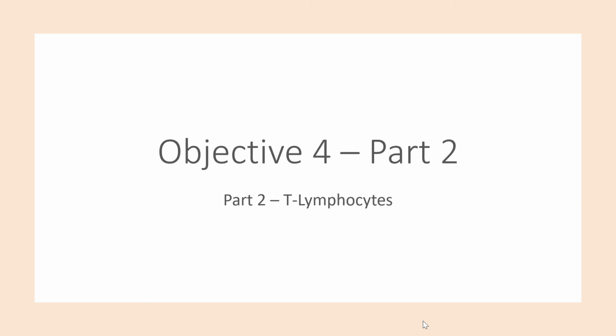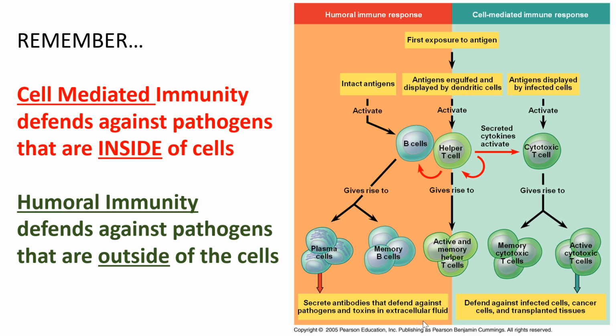Okay, so this is chapter 21, objective 4, part 2. So hopefully you've already seen objective 4, part 1, because in this section we're just going to talk about the T lymphocytes. So just reminding you all, this was a slide previously in one of the previous objectives, maybe objective 1, I don't remember, but it was explaining the difference between humoral immunity versus cell-mediated immunity.